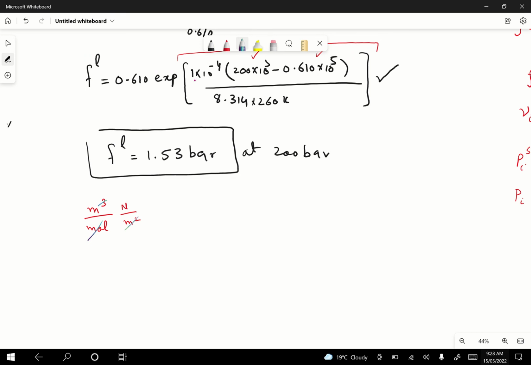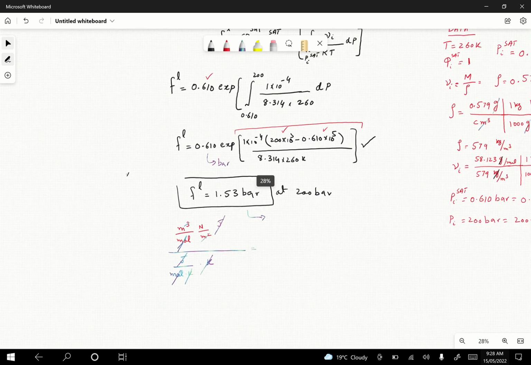So basically this is joule over mole, Newton per meter square, divided by joule over mole Kelvin and Kelvin. So Kelvin is cancelled with Kelvin, mole is cancelled with mole. Newton meter becomes joule, and that joule will be cancelled with joule. So as a result, we will have nothing except the unit here, which is bar. So that's why you will get this unit of bar in the end.